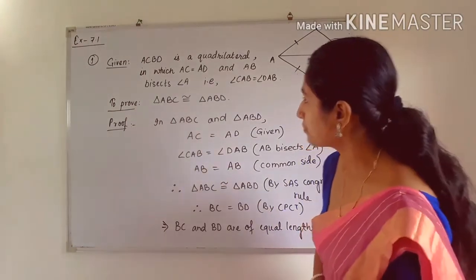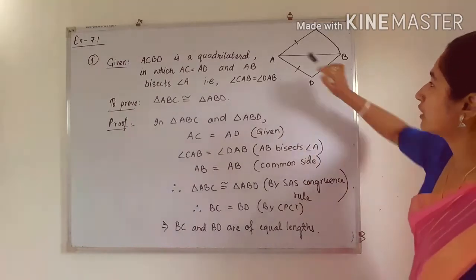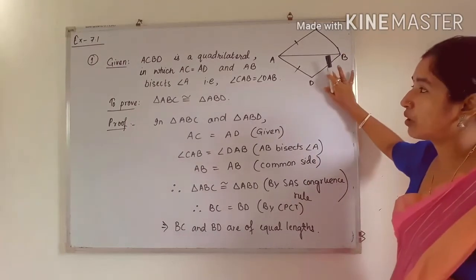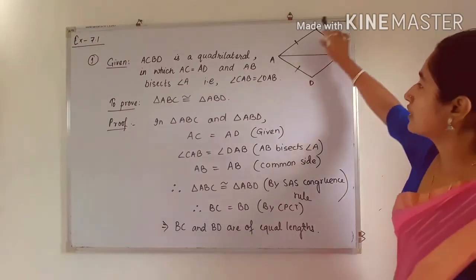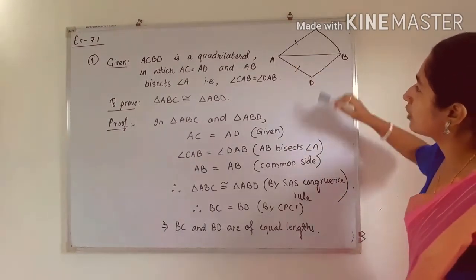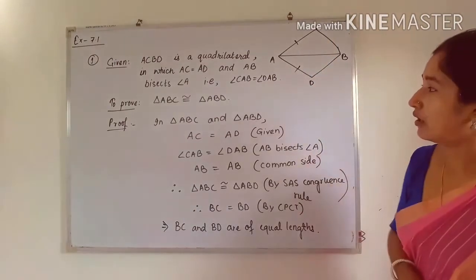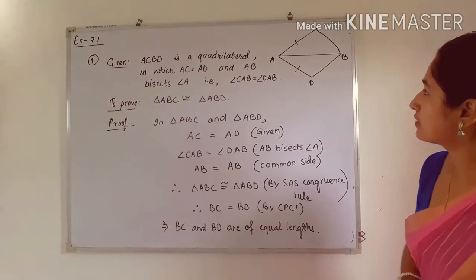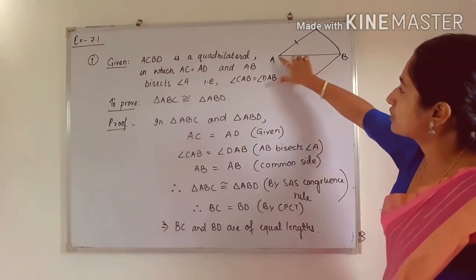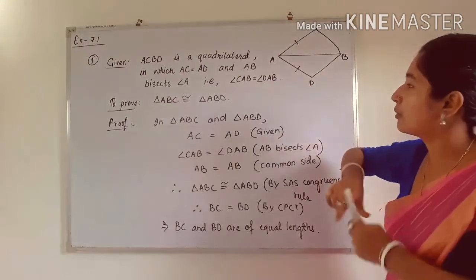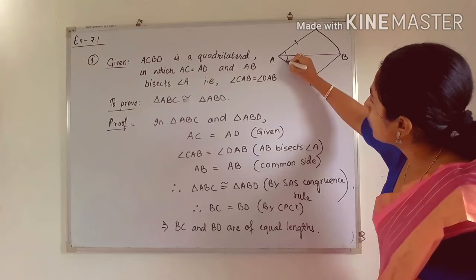So see what is given. ACBD is a quadrilateral. You know that a quadrilateral has 4 sides, so this is a quadrilateral having 4 sides, in which it is given that the length of AC is equal to the length of AD. Like that I have marked. The meaning of this is they are equal. Next, AB bisects angle A. So this is AB which bisects the whole angle A, and this angle will be equal to this angle.